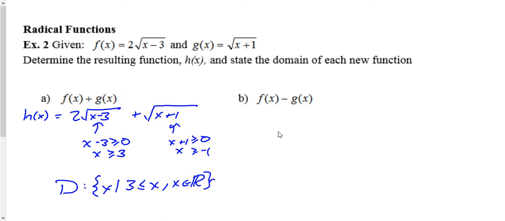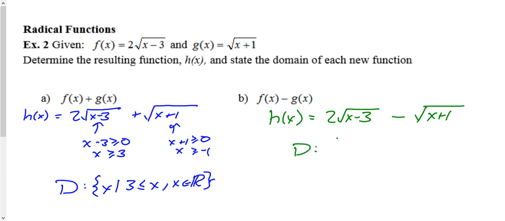For this next one here, we're going to do the same thing. So h of x is equal to 2 root x minus 3, and all of that's going to be subtracted by x plus 1. There we go. And again, the same thing here, where our restriction is going to be our domain. So our domain here, x such that it's going to be greater than or equal to 3, and x is an element of real.